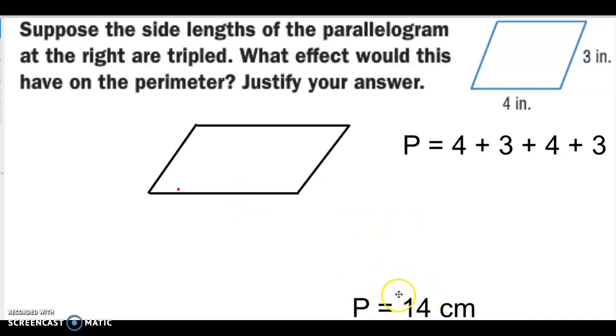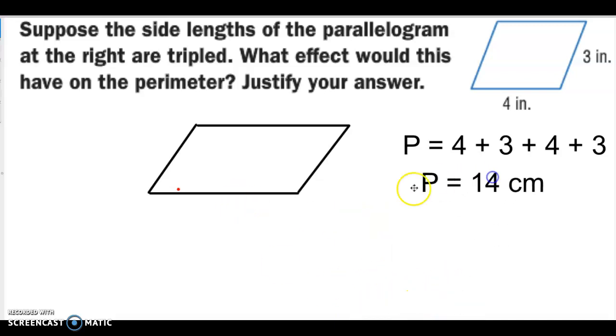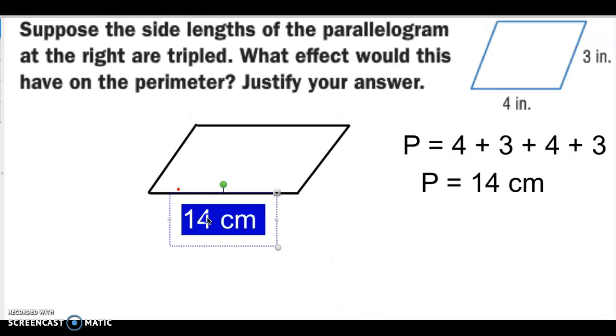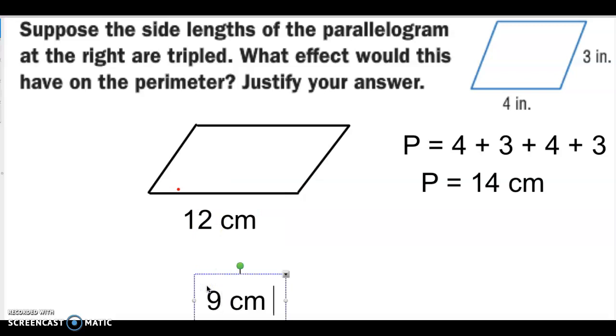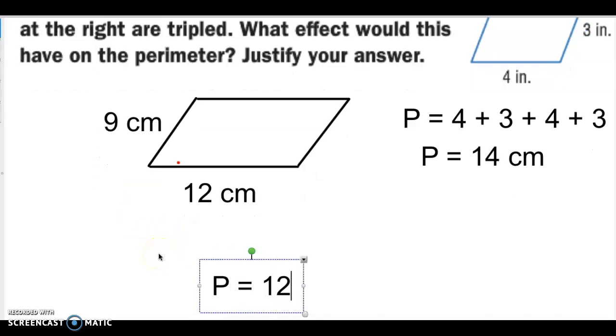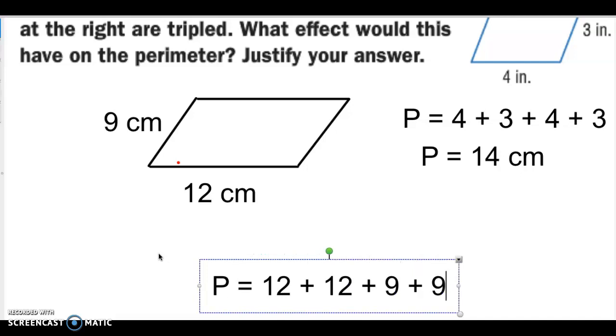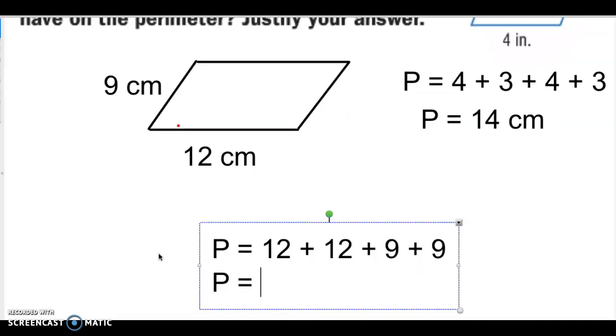If I were going to triple these dimensions, so my new base is going to be, I'm sorry, I apologize. If I'm tripling, I'm timesing by 3, this should be 12. And tripling the sides means they would become 9. So the perimeter of the new figure would be 12 plus 12 plus 9 plus 9. And the answer to that would be 42 centimeters.